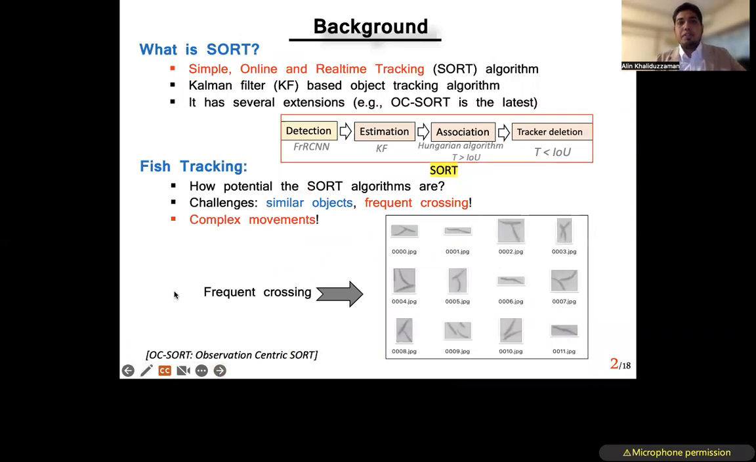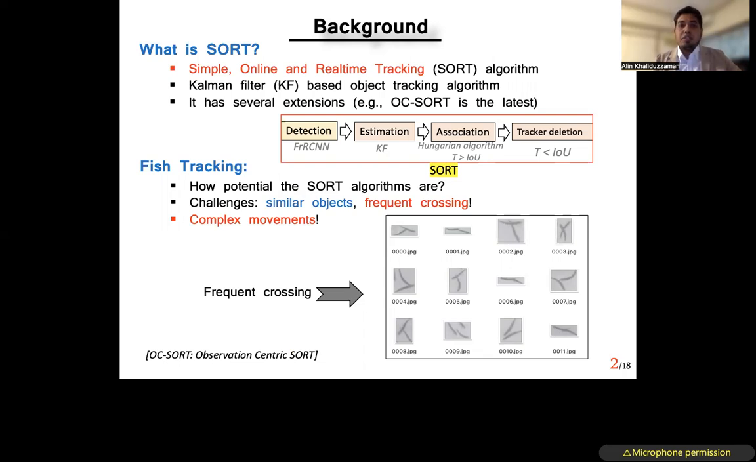So let's discuss the first. What is SORT? SORT is an abbreviated form of Simple Online and Realtime Tracking algorithm. Basically, it is an online tracking algorithm based on the Kalman filter, and this Kalman filter is used for state estimation, and it has several extensions, and we know that OC-SORT is the latest. And how OC-SORT and SORT work, basically, we can see from the figure.